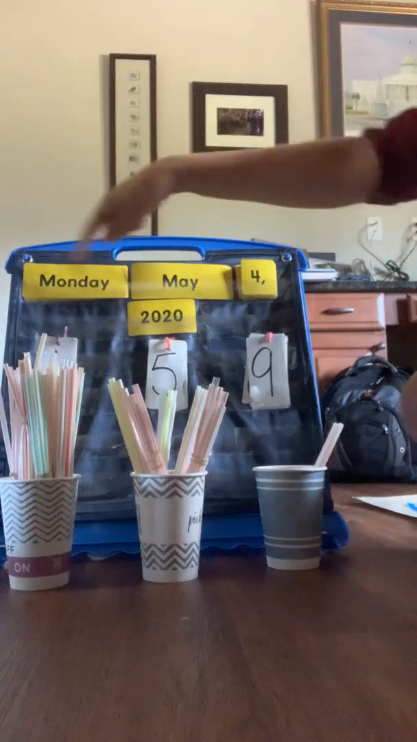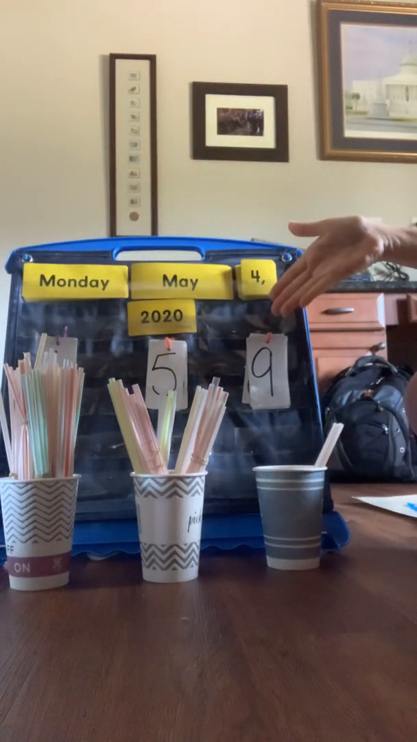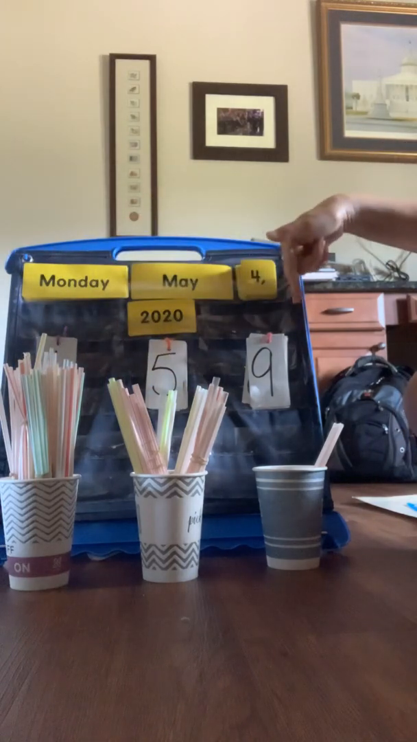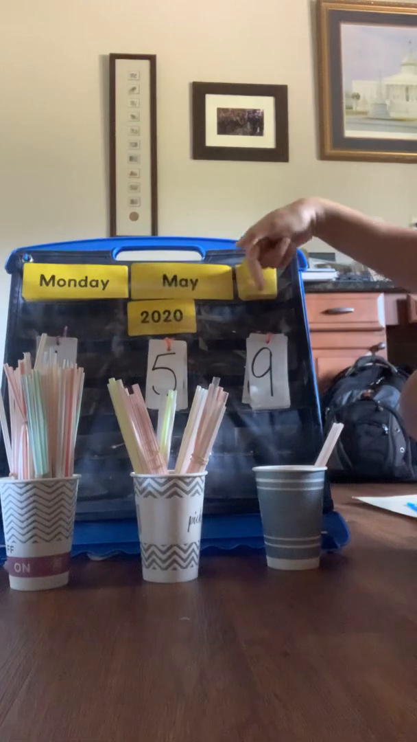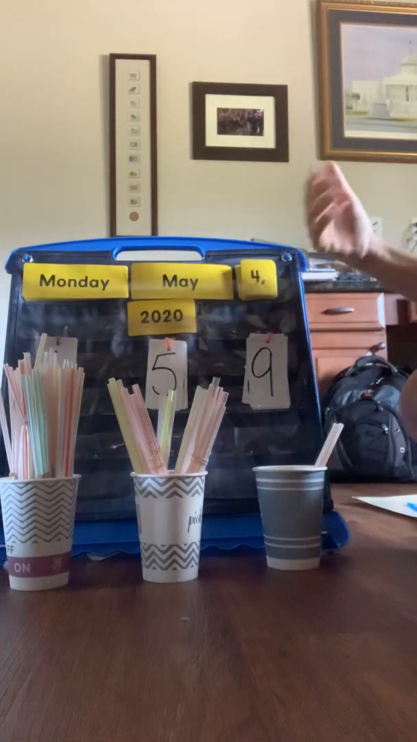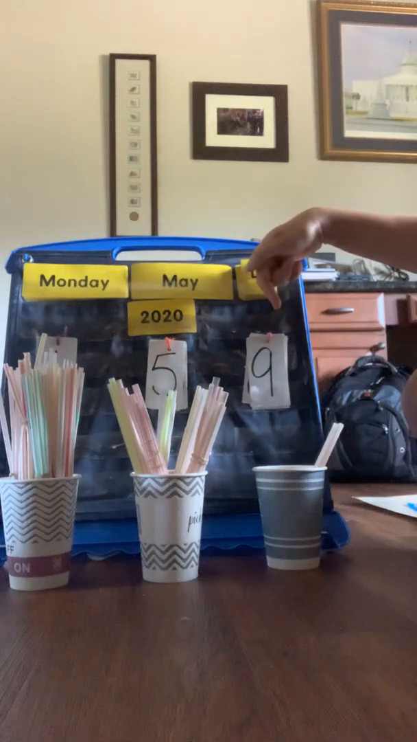Remember, when the back number's odd, then the whole number's odd. If the back number's even, then the whole number's even. Look at that back number. 1, 3, 5, 7, 9. Those are odd all the time. So 9 is an odd number.